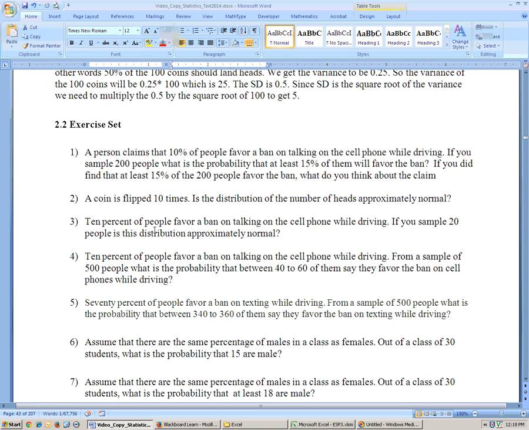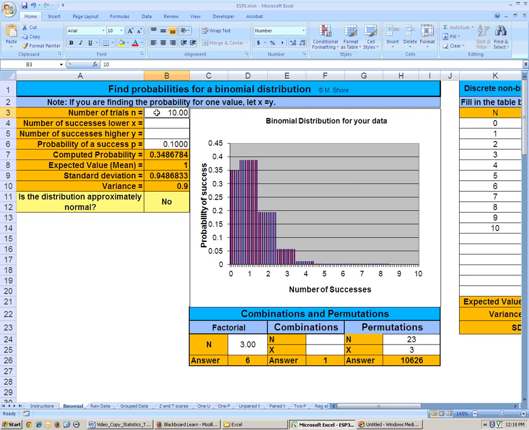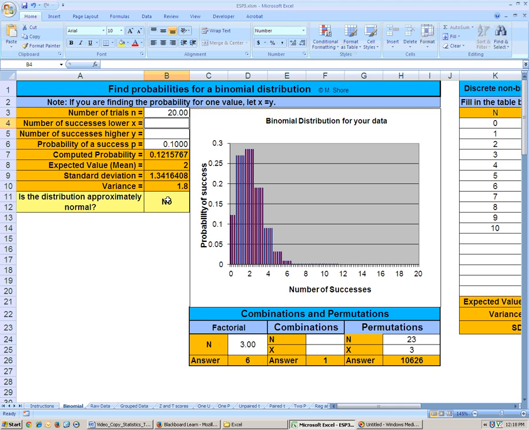It says 10% of people favor a ban on talking on a cell phone while driving. If you sample 20 people, is the distribution approximately normal? Well, let's take a look. 10% right here, 0.1, and you sample 20 people right here, 20, and it says no, it's not normally distributed. This does not look like a bell, and it's no. The reason it's not is because p times n is 2, and it needed to be greater than or equal to 5.